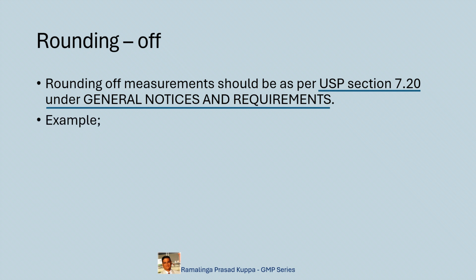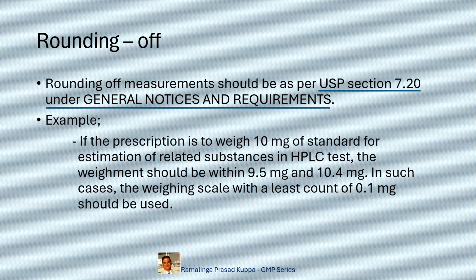See this example. If the prescription is to weigh 10 milligrams of standard for estimation of related substances in an HPLC test, the weighment should be within 9.5 milligrams and 10.4 milligrams. In such cases, a weighing scale with a least count of 0.1 mg should be used. This is how it should be understood.